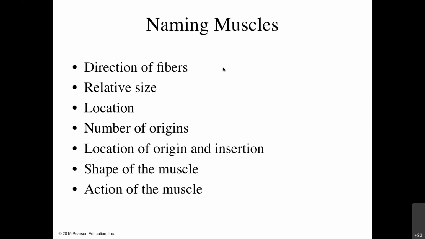It might be named for the number of origins. The bicep, bi meaning 2, has 2 origins, versus the tricep, which has 3. The reason I bring these things up is because I want you to have a way of remembering what the muscle is based on something. So that the muscle name comes from something. The meaning is there, it just might be hard to figure out. So the muscle might be named for the direction of the fibers, for its size, its location, its number and location of origin and insertion, the shape the muscle takes, the action of the muscle, or any of the above.